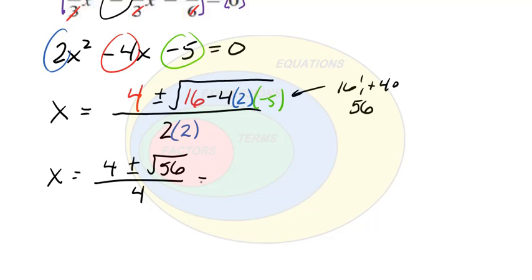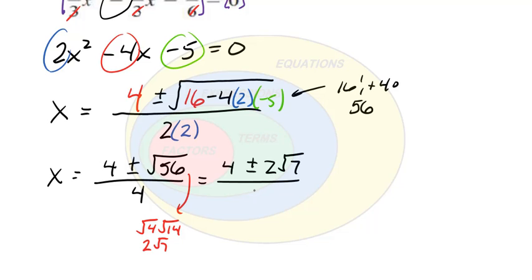So if we simplify the square root of 56, it is the same as the square root of 4 times the square root of 14. So 4 times 14, this is the same as 2 square root of 7. So we end up with 4 plus or minus 2 square root of 7 all over 4.